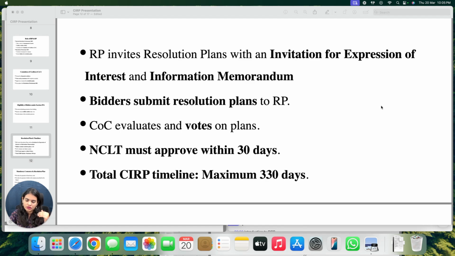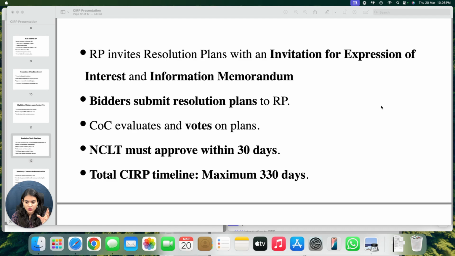So, the members of the COC will evaluate based on these criteria and conduct a voting. If they deem it necessary, then they may also conduct negotiation sessions with the prospective resolution applicants. This negotiation process can happen in several different ways, and such a negotiation process will have to be explained to the prospective resolution applicants prior to it happening.